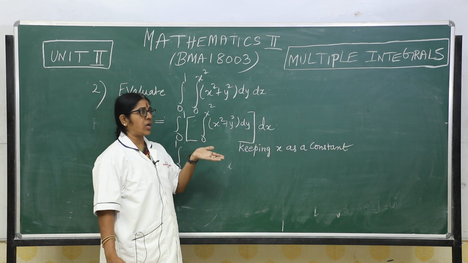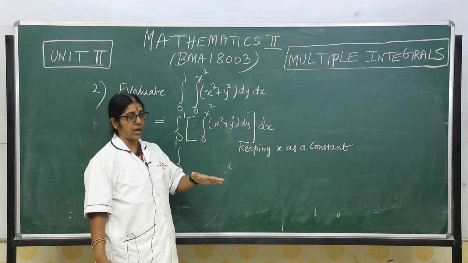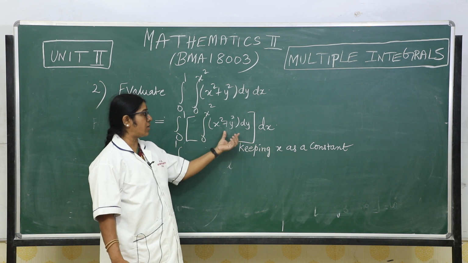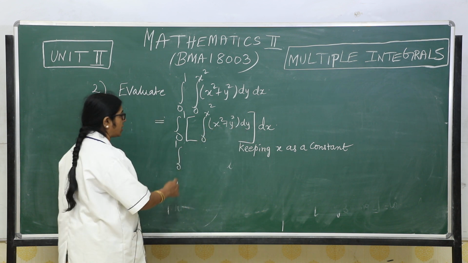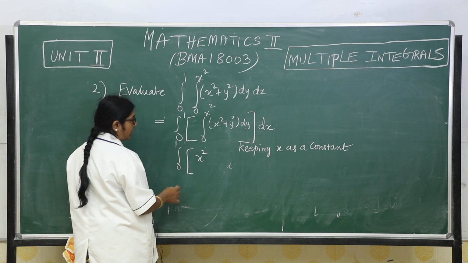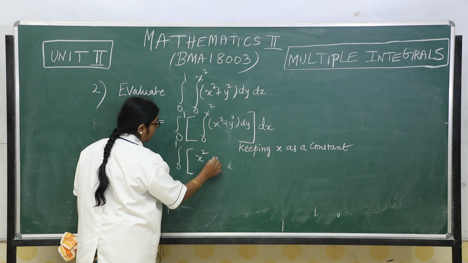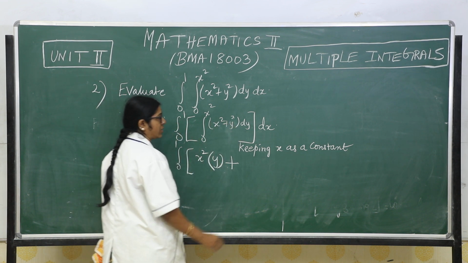It is just like your partial derivatives. When you are differentiating with respect to x, you keep your y as constant. Similarly, when I am integrating with respect to y, I will keep my x as a constant. Therefore, x squared as it is, integral dy is y, plus what is the integral of y squared?